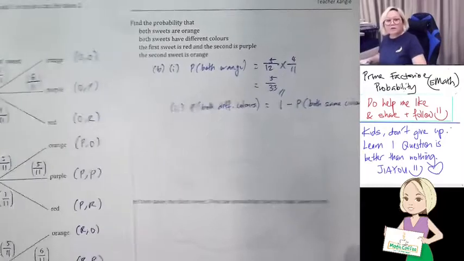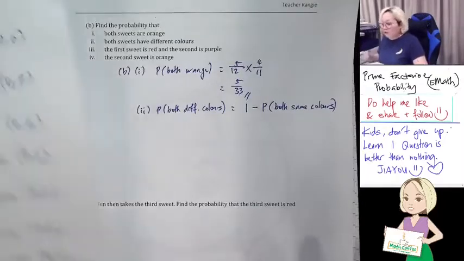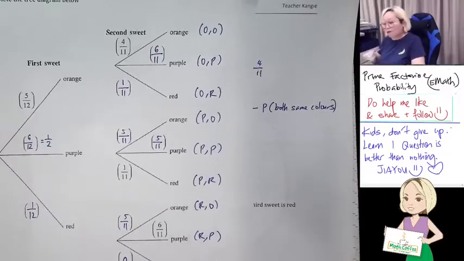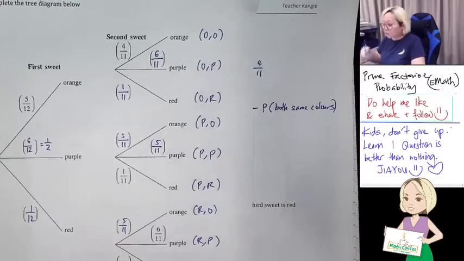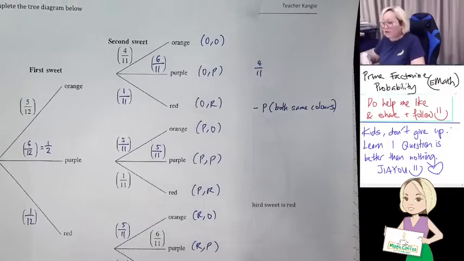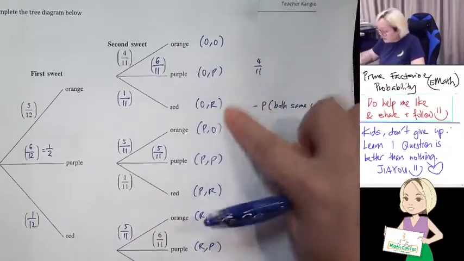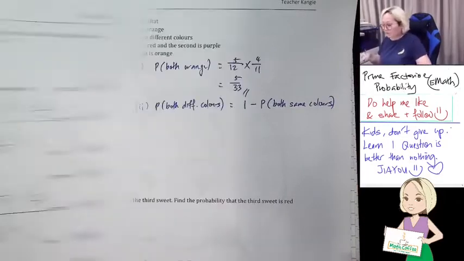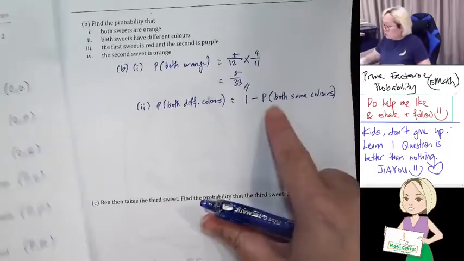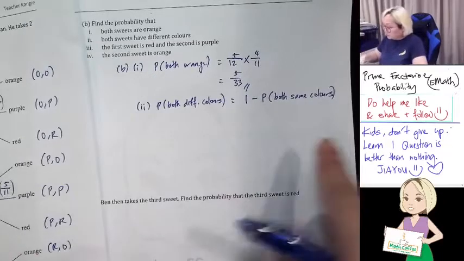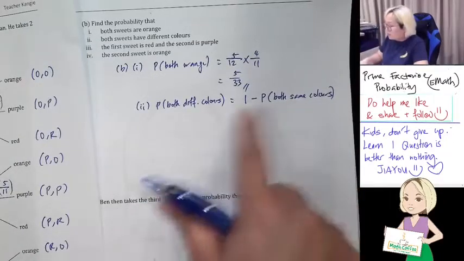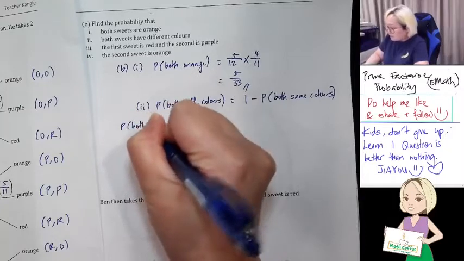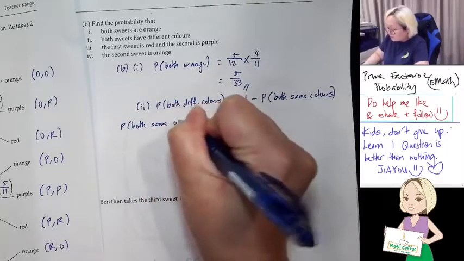You understand? Because my both same color only has 3: 1, 2, and 3. So I take 1 whole minus these 3, and it will be equivalent to the others. It's better than taking this plus this plus this plus this plus this, which is more working. Understand? So let's work out the probability of both same color.